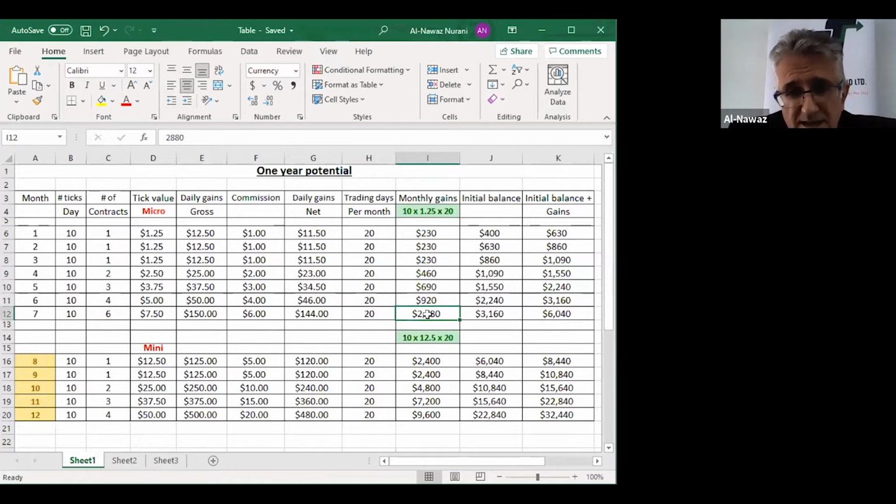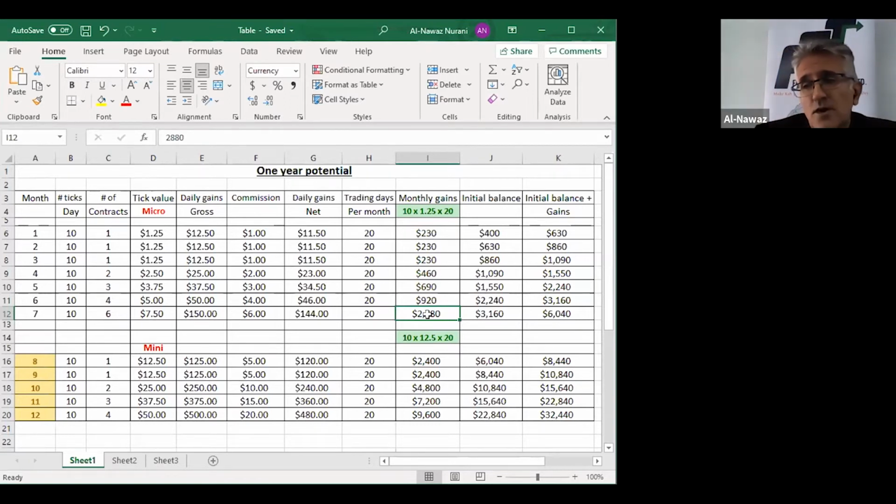But here is the thing, it took you 7 months to get there, correct? After 7 months, you have $6,000 in your account. Remember, initially you needed $500 to trade 1 micro contract. Now you need $5,000 to trade a full-size contract. This is our money management.